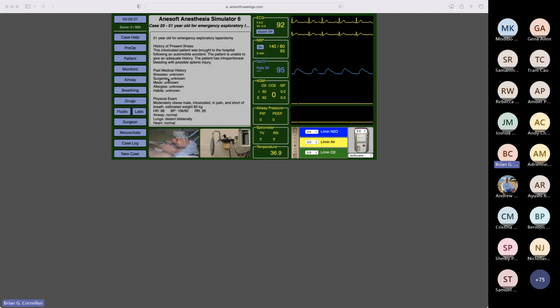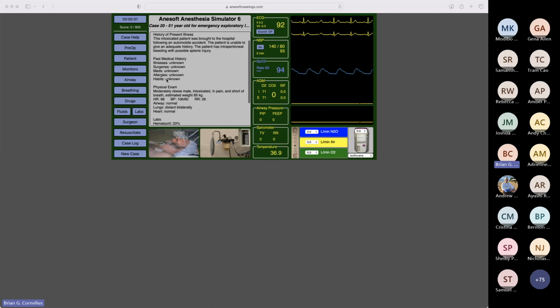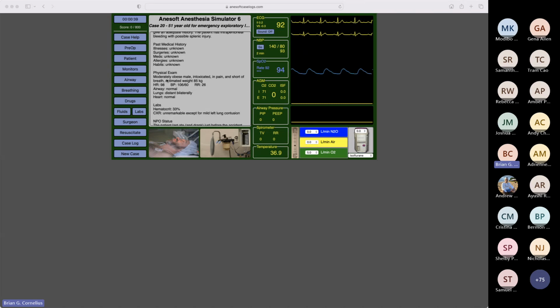We don't really know any history about him, allergies, meds, any of that sort of stuff. He's a little bit round. He's intoxicated. And of course, he's still in pain. He's not breathing well to start off with. Is that because he's in pain, or is that because of an underlying issue? Hemodynamically looks okay. He's not real tachycardic. Blood pressure is a little on the lower side. He is breathing fast. Hemoglobin and hematocrit look okay.